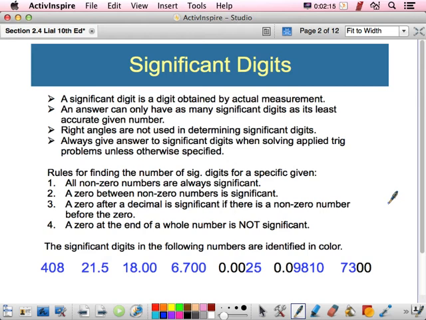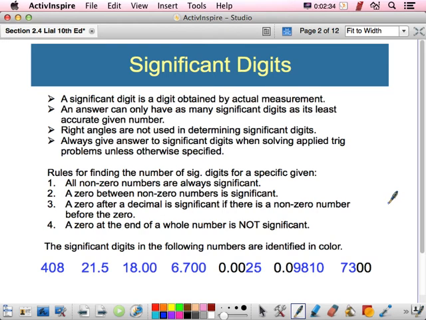Right angles are not used. They're considered exactly 90, because if we look at 90 by itself, it would only have one significant digit, but you don't let that count. A right angle is considered 90 point infinitely many zeros automatically. You do not use it as one of your significant digits.